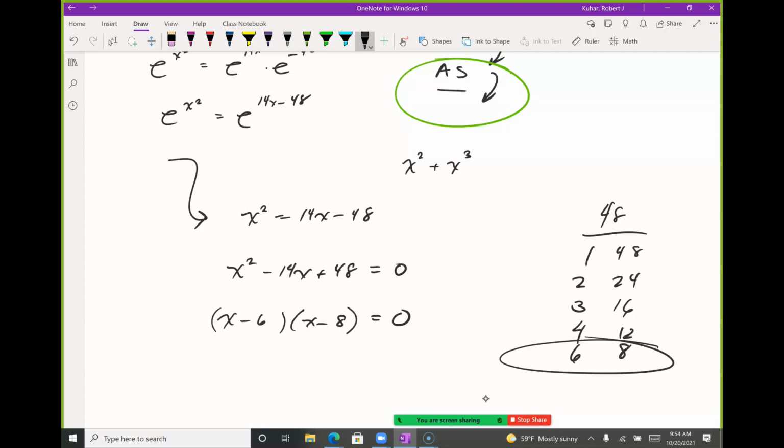Right? 6 times 8 is 48. Negative times negative is positive. Negative 6 and negative 8 is negative 14. So I get answers of x equals 6 and x equals 8. And yes, both of those work.